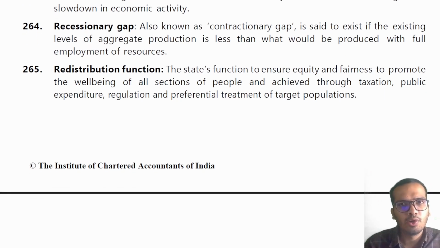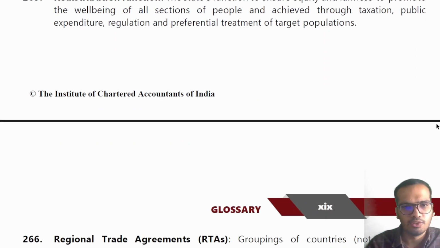Then we have number 265, redistribution function. So it's the state function to ensure equity and fairness to promote the well-being of all sections of people, and achieved through taxation, public expenditure, regulation and preferential treatment of target population.